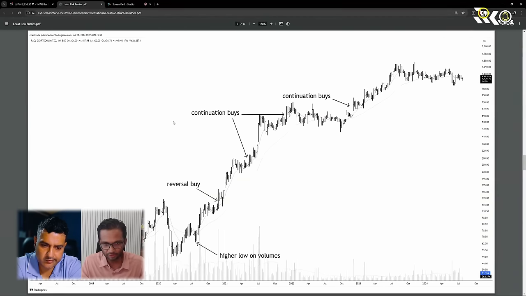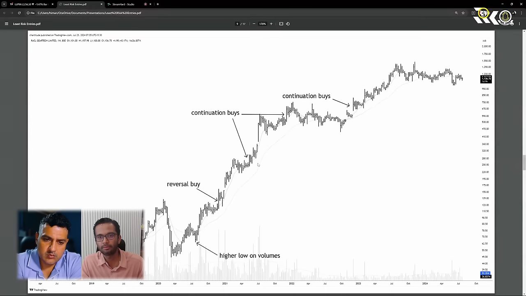So for example, this is the chart of RSCL Geartech. Now that's a reversal buy because the stock was in a downtrend. It formed a higher low on very good volume. And then these all are continuation buys. The stock went up, then it formed a base here. This is a weekly chart, so it's roughly 2-2.5 months, and then again it broke out from this range, so that's a continuation buy.